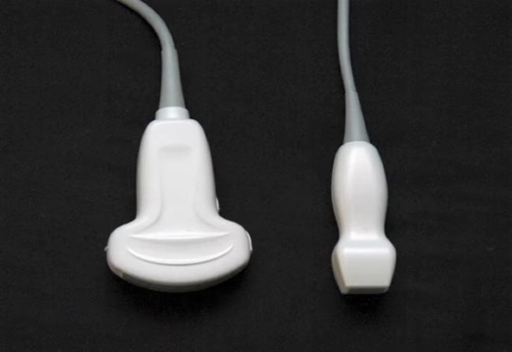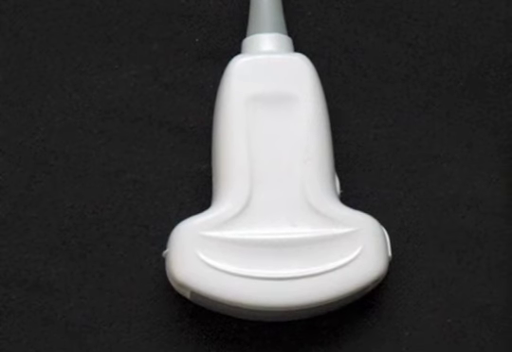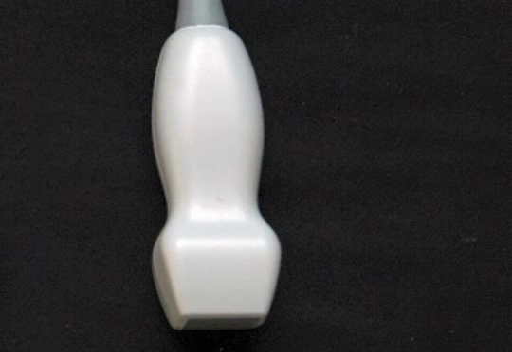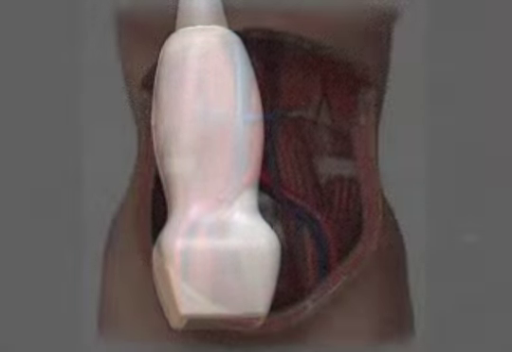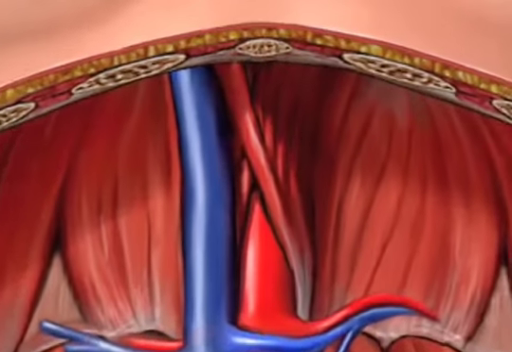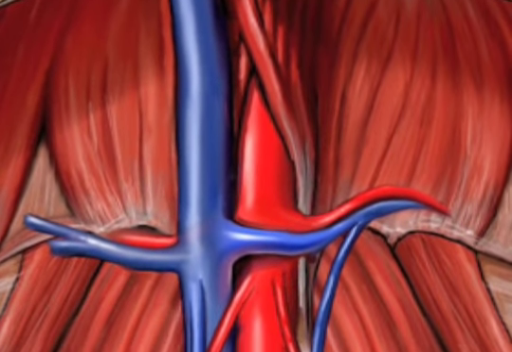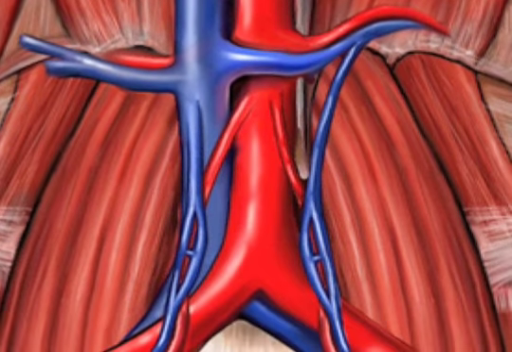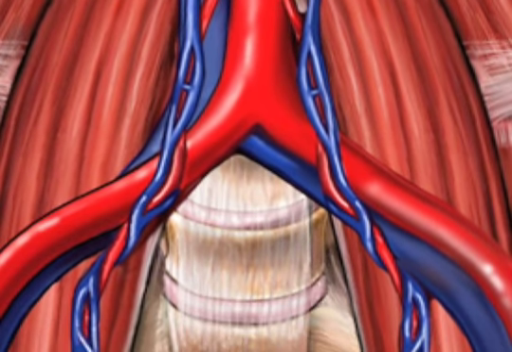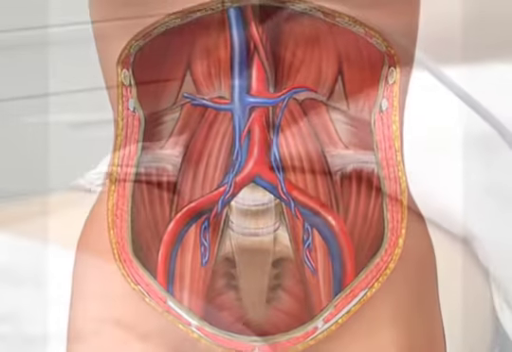A probe should be selected that has the ability to see deeply into the abdominal cavity. The best choices for this exam are the curved probe or, if available, a phased array probe. The abdominal aorta runs from the diaphragm to its bifurcation at approximately L4. A thorough exam requires visualization of the aorta from the diaphragm to the bifurcation.